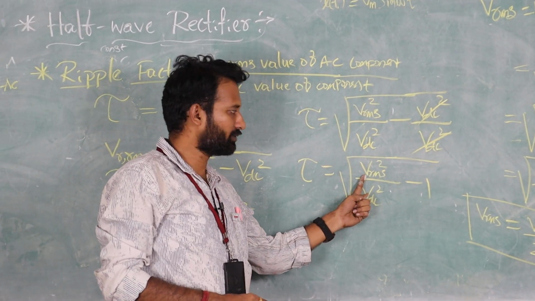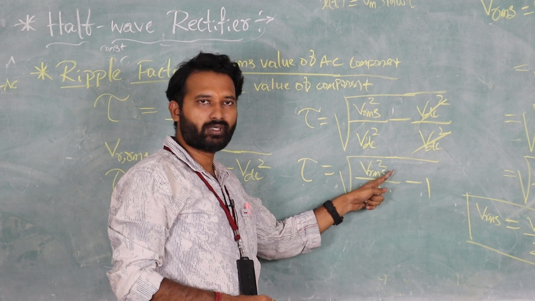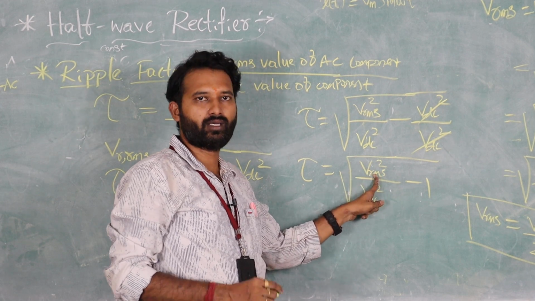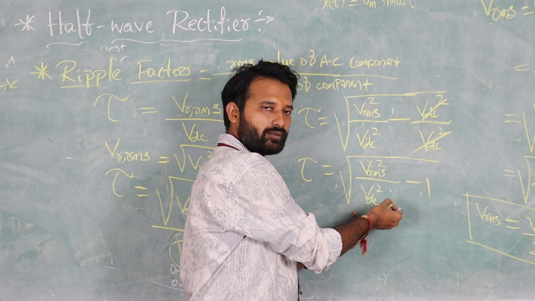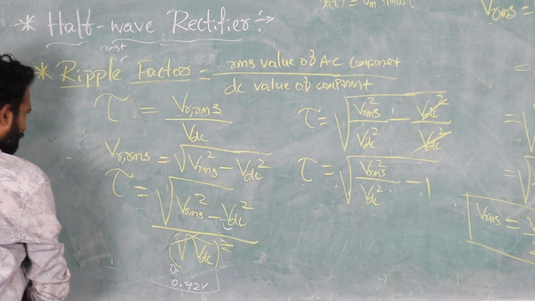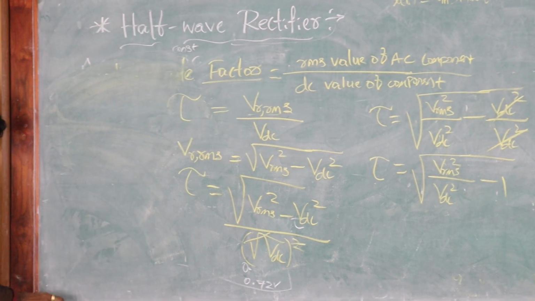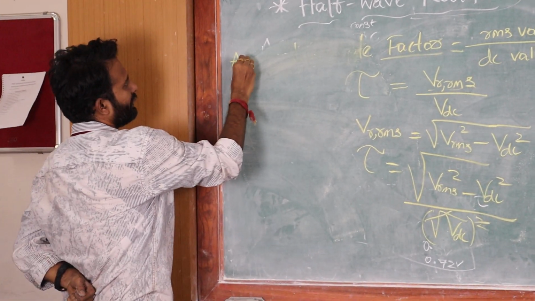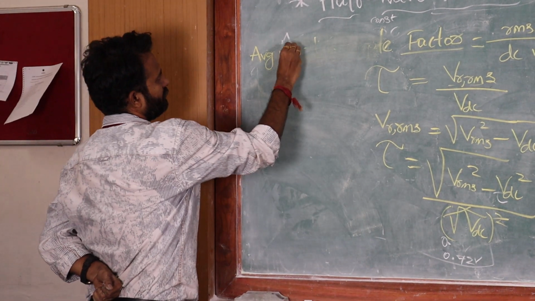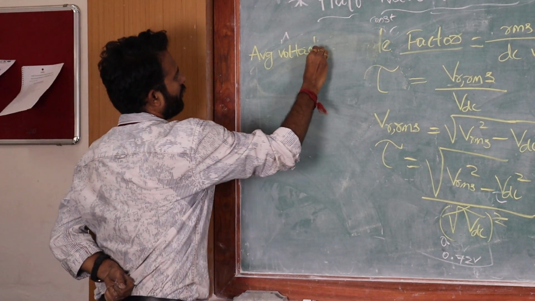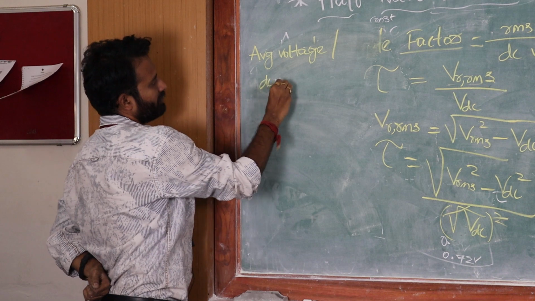So this we have calculated. We come to know the value of V_RMS. Now the next task is to calculate V_DC. Now let me tell you how you can calculate V_DC. V_DC is nothing but the average voltage over the DC voltage.